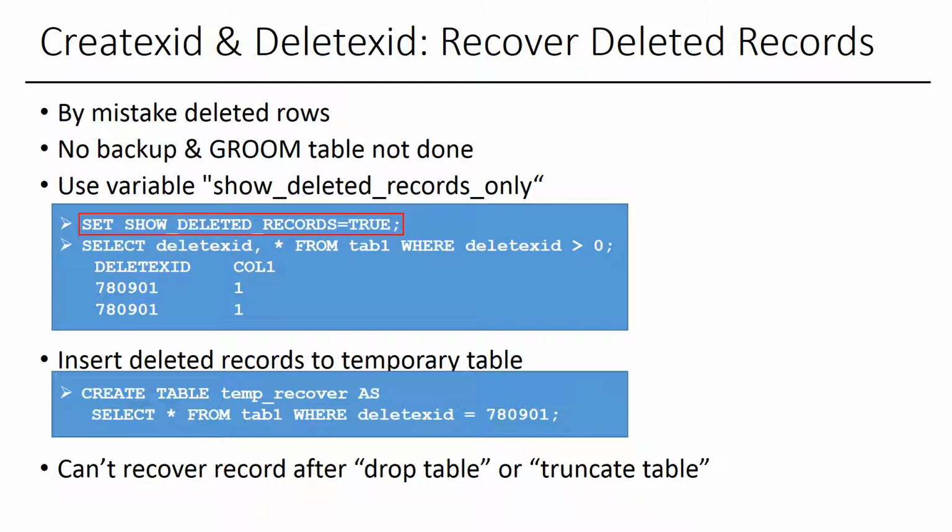To do this, first you need to enable the show deleted records parameter at the session level. As you know, the delete XID will be 0 if the record is not deleted. So, for deleted rows, delete XID will have a valid transaction ID other than 0. Now you will create a temp table and insert all the deleted records into the temp table.